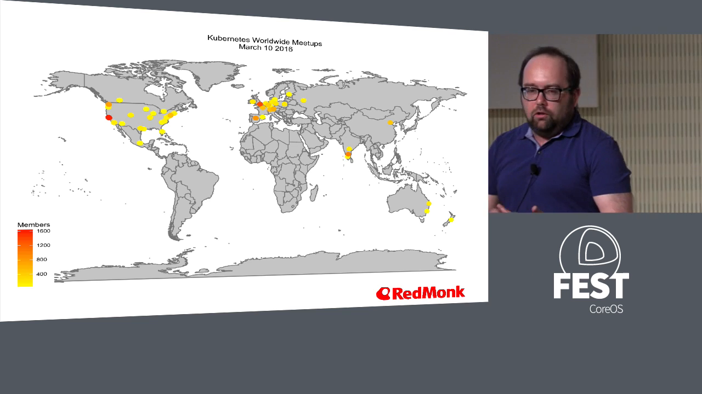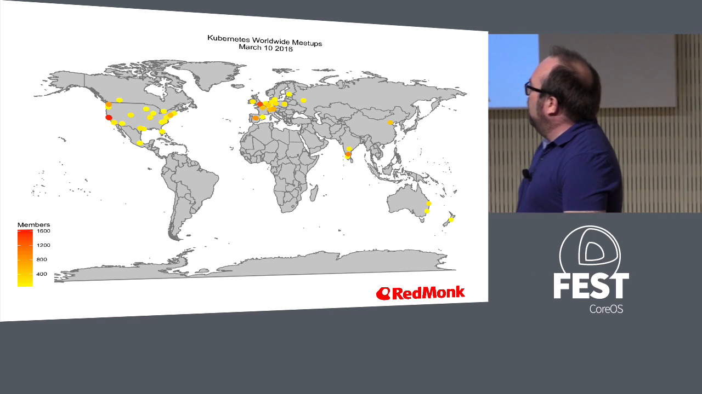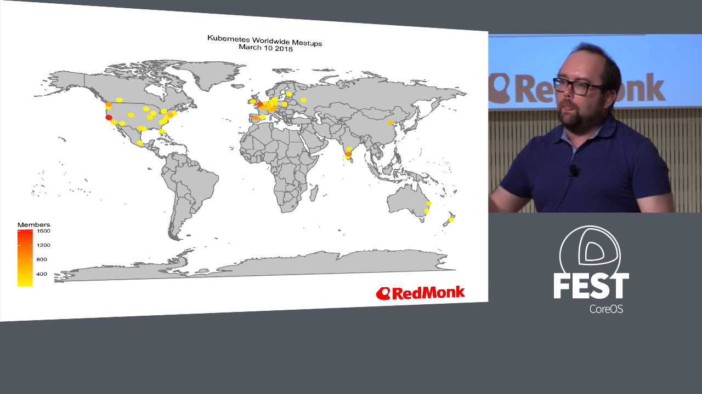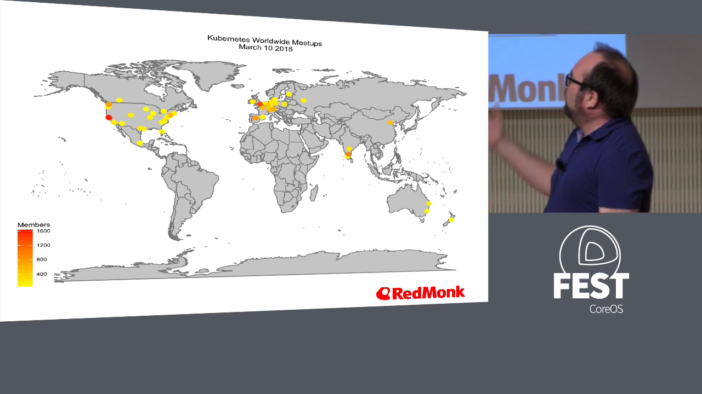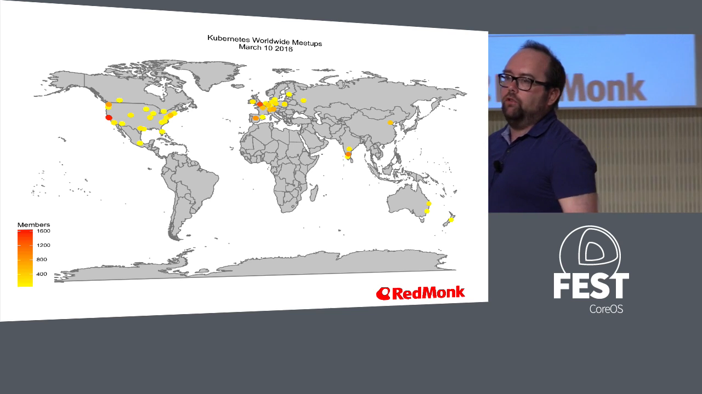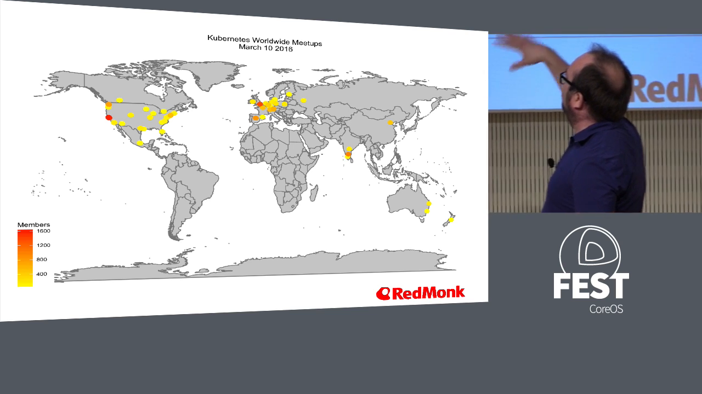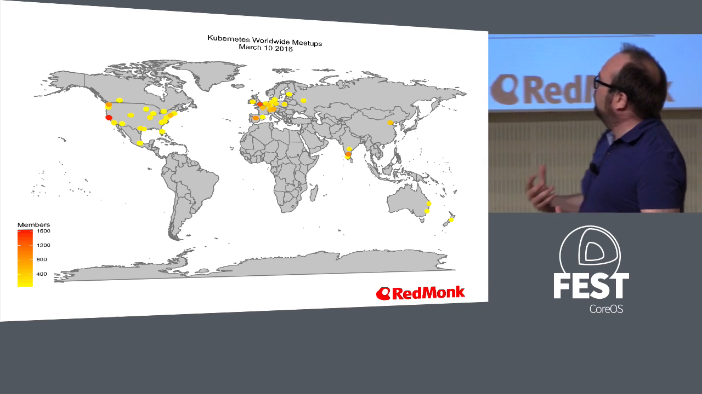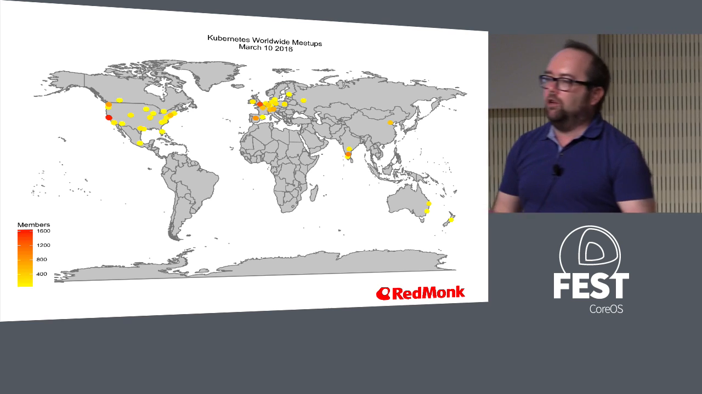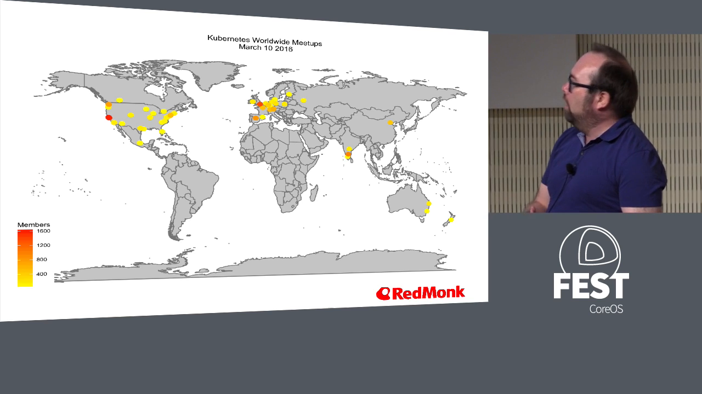This is some data I pulled about 2 months ago, and it is the meetups that exist for Kubernetes around the world and the growth in the different meetups. There are a couple of obvious hotspots where there is a big presence of people. In San Francisco and London, there's a huge hotspot in terms of the velocity of the meetups, the number of people attending, and the demand for them.